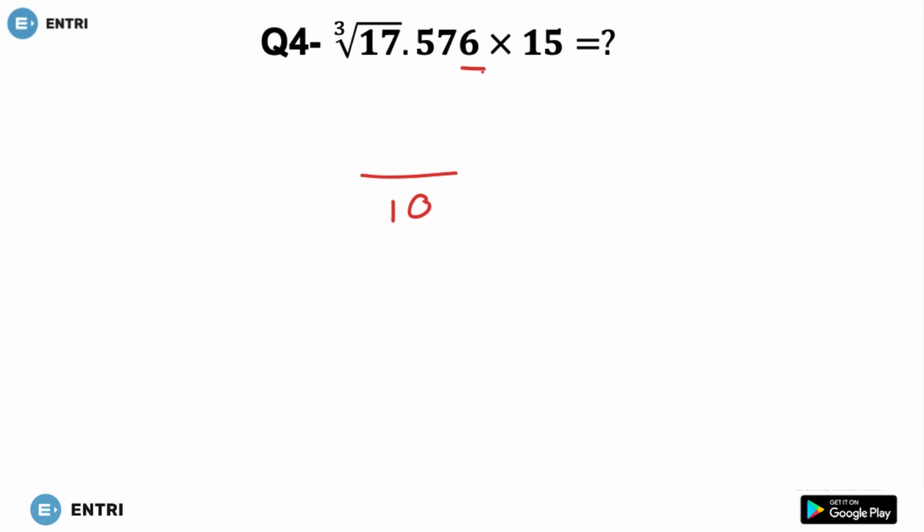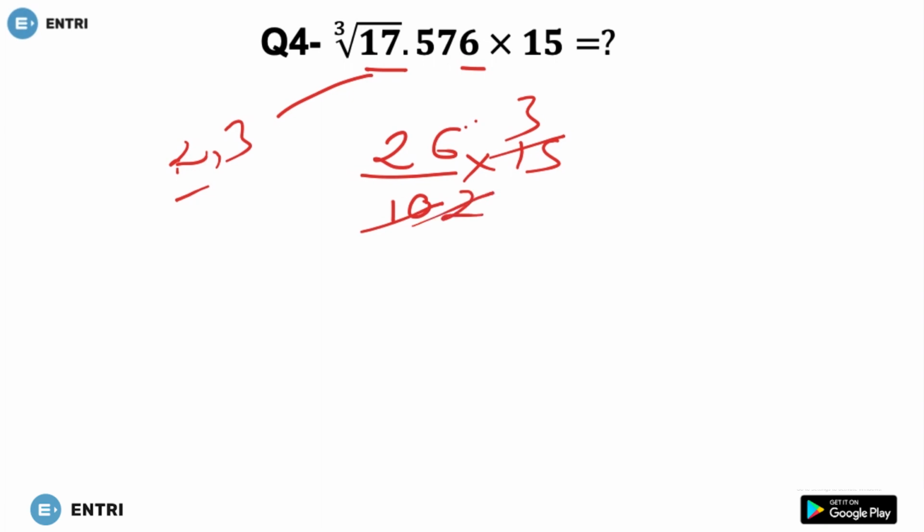Now, since the last unit was 6, here the last unit is going to be 6. For 17, you know the nearest cubes are what? 2 and 3. So we are going to take the smaller one according to the question. So it would be 26. Now solving with the 15, 5 3s are 15, 5 2s are 10, 2 cross 13 is 26. That means the answer is what? The answer is 39. Fine.